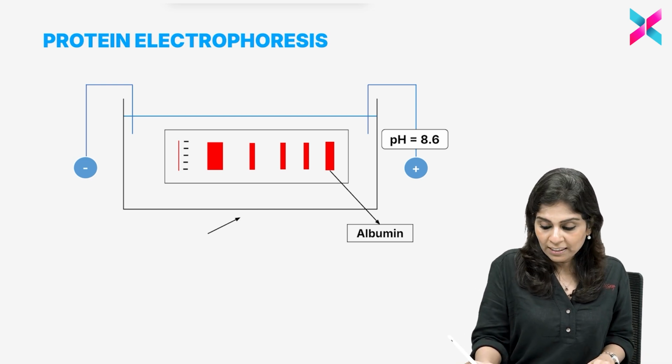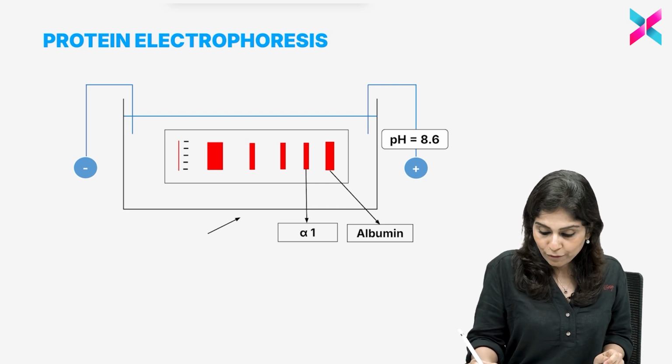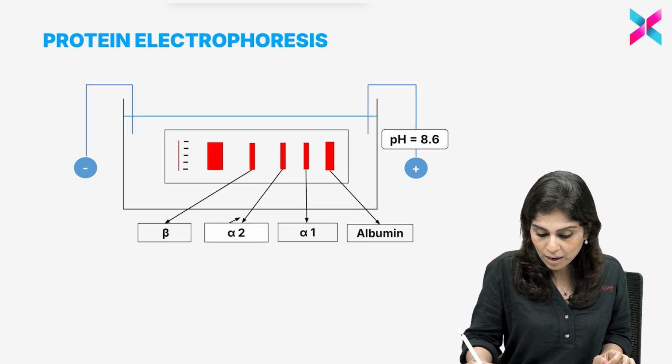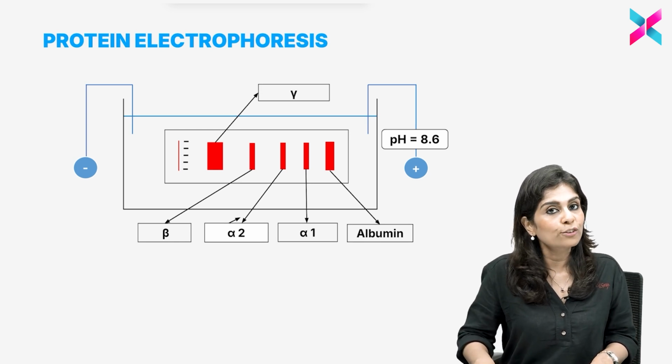After the albumin band is the alpha 1 band. Okay, the next band is alpha 2. Then we have a beta band and finally we have a gamma band. So these are the 5 bands that are present in protein electrophoresis.